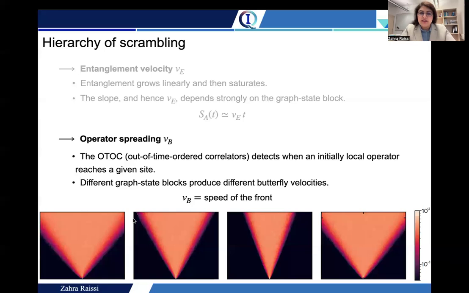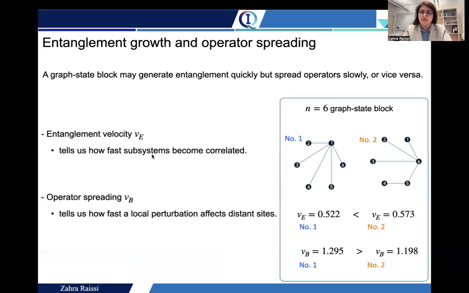The second scrambling, operator spreading. Out-of-time-order correlators detect when an initially local operator reaches a given site in the quantum circuit. Different graph state building blocks produce different butterfly velocities, and all of the comparisons, as I mentioned, are presented in our paper. We notice one important comparison.